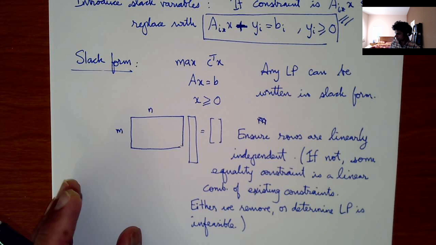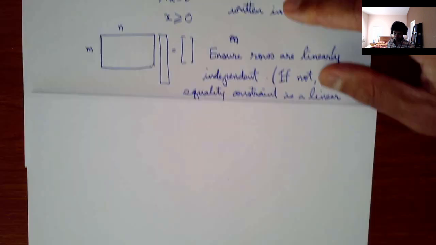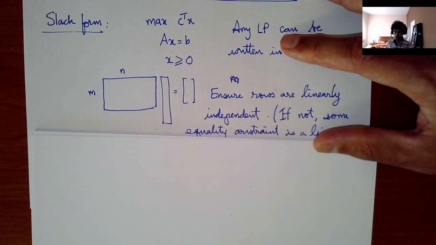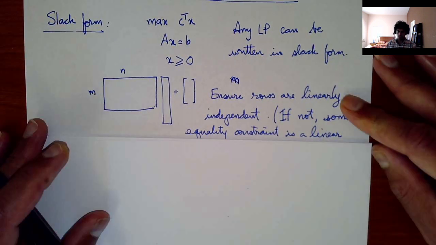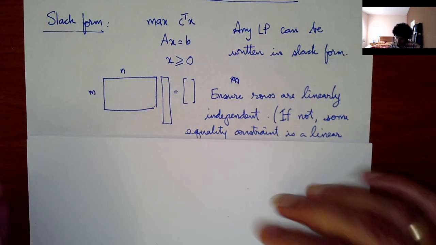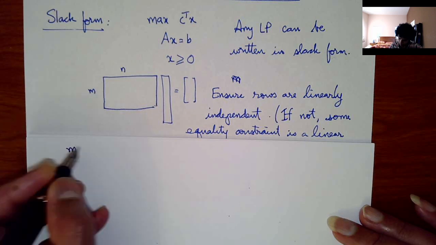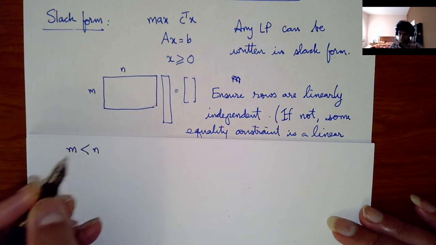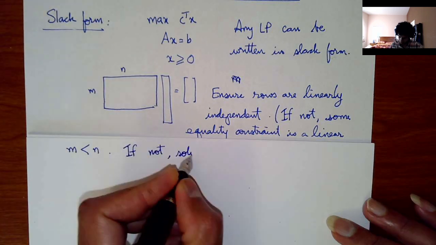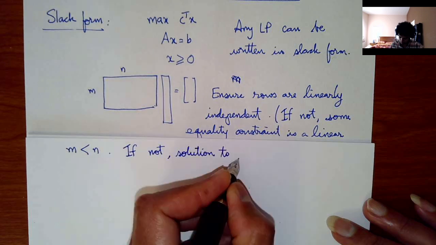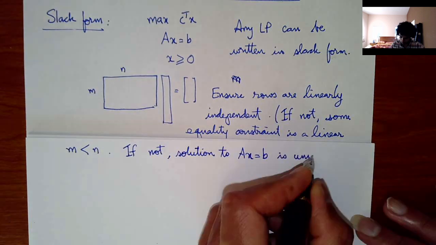Okay. So I'll just keep this picture in front of us. Keep this view. And so we also know that we'll assume that M is less than N, because if not, then the solution to AX equal to B is unique.